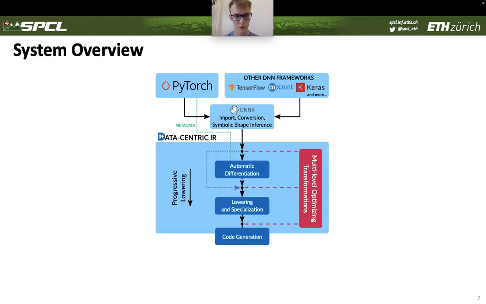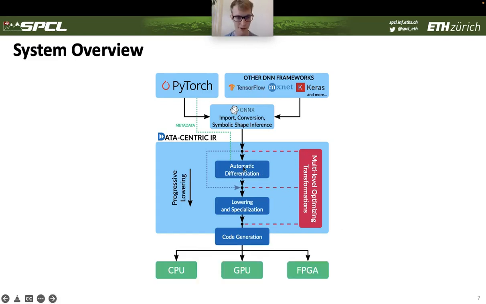Then, once we've done this, we can really easily bring this model into the data-centric intermediate representation. And here we do our different passes, such as automatic differentiation, lowering and specialization, and finally code generation. And this is a progressive lowering pipeline, along which we do multi-level optimizing transformations at each step of the way. Finally, we generate high-performance code for CPUs, GPUs, and FPGAs.